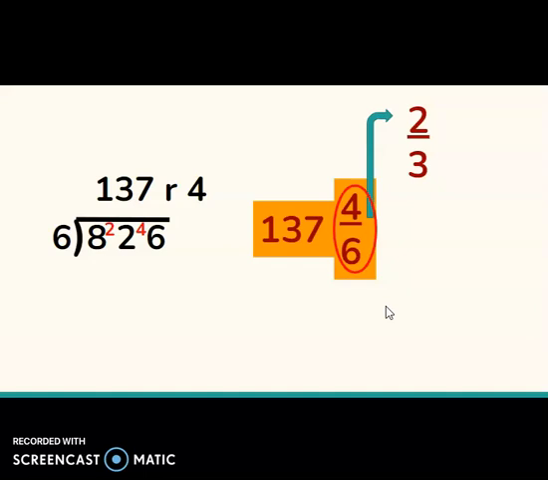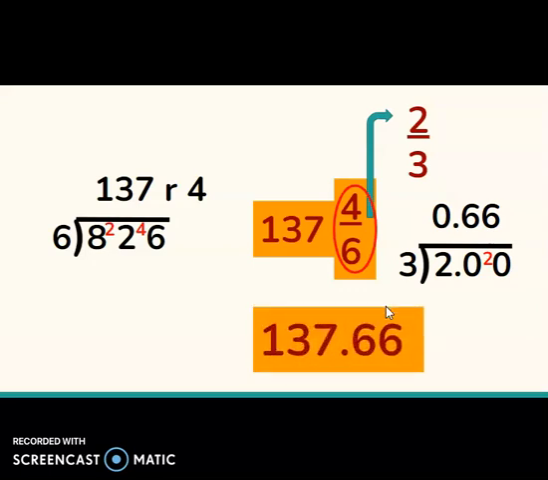Now 2 upon 3, we still cannot write it as equivalent to 10 or 100. So we need to take the help of division. 2 divided by 3 will be equal to 0.66. So our division fact written as a decimal number would become 137.66.